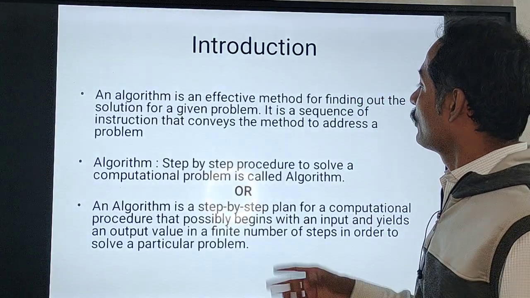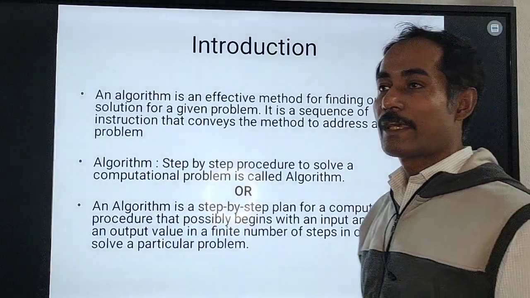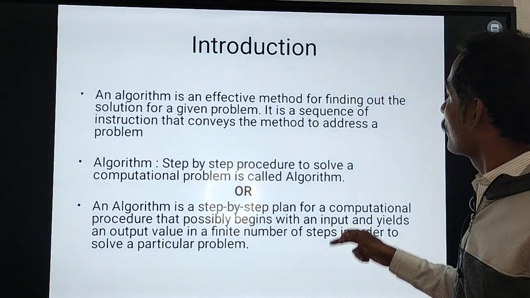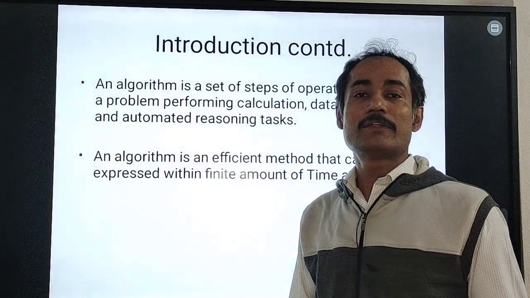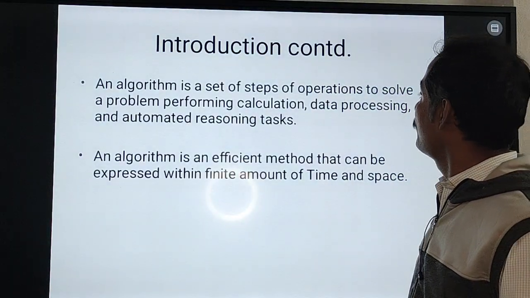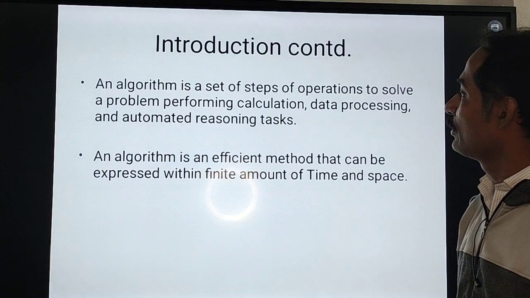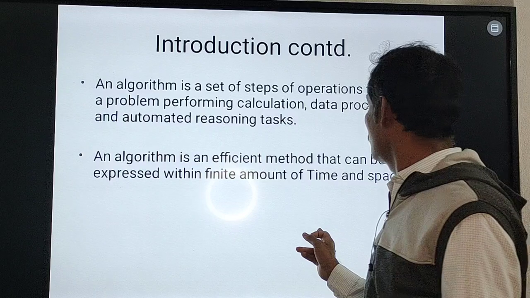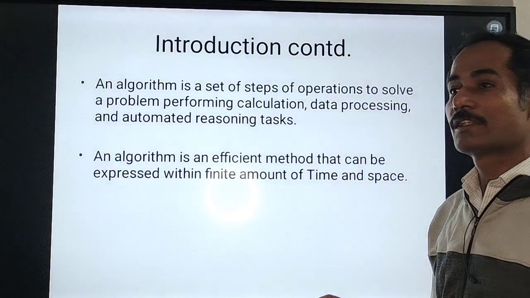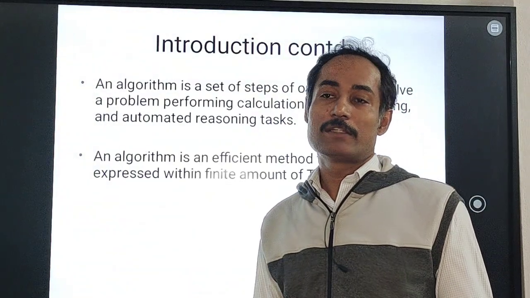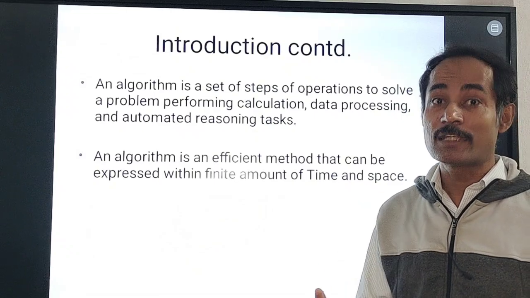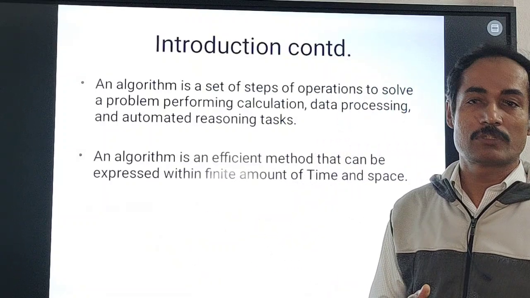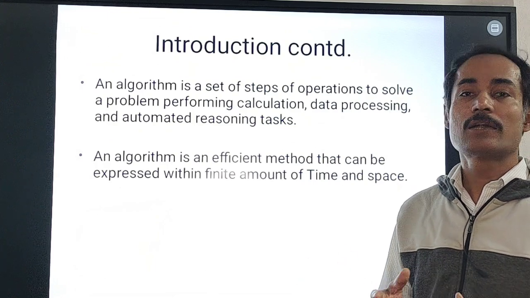And here we have some conventional definitions regarding the algorithm. We can say an algorithm is the step-by-step procedure towards the solution of a given problem. Here you will find another definition: an algorithm is a set of operations to solve a problem, performing calculations, data processing and automated reasoning tasks. So in a single sentence, we can say an algorithm is an efficient method that can be expressed within a finite amount of time and space. So time and space do matter here in the case of an algorithm. Once we start an algorithm, the logic starts, so there must be an end. In between we have some execution, where we follow the logic to reach the output.